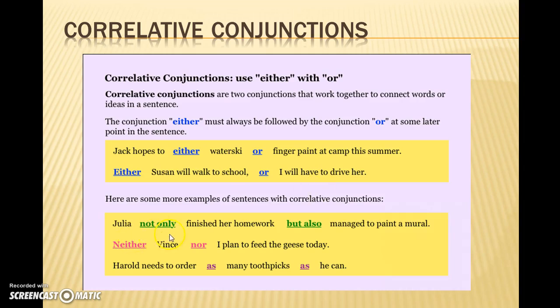All right. Julia not only finished her homework, but also managed to paint a mural. Harold needs to order as many toothpicks as he can. It's an interesting one because you have as and as.